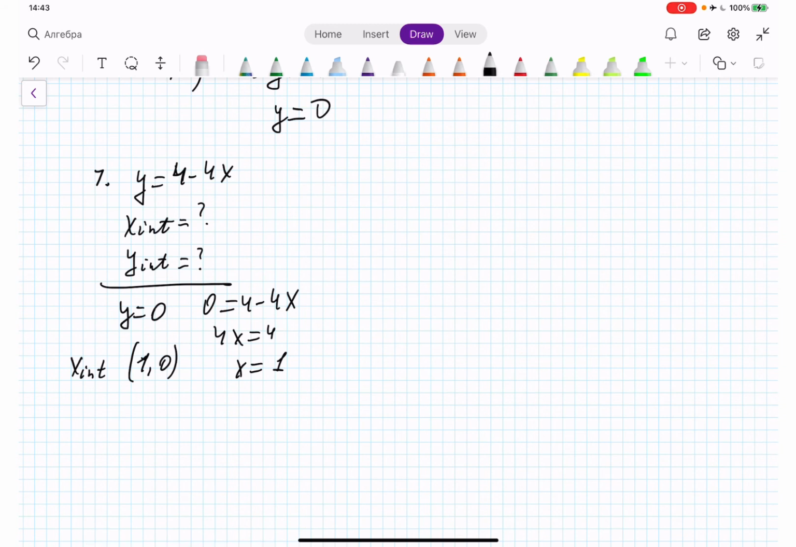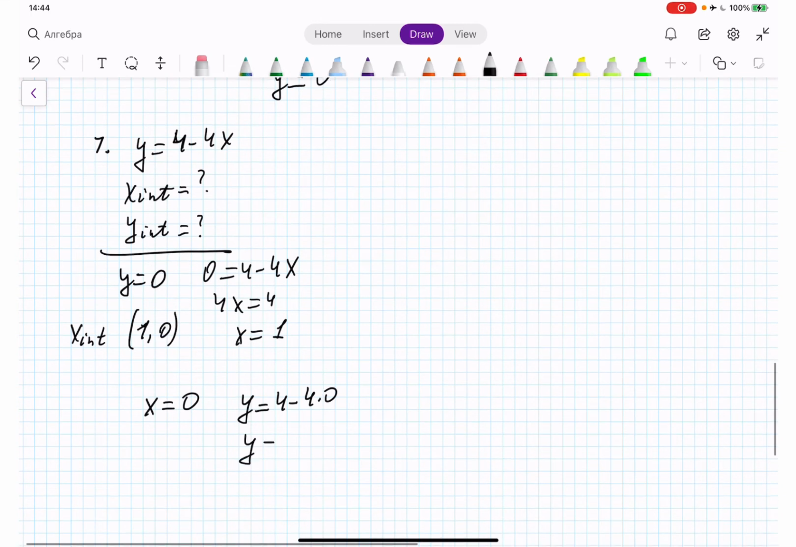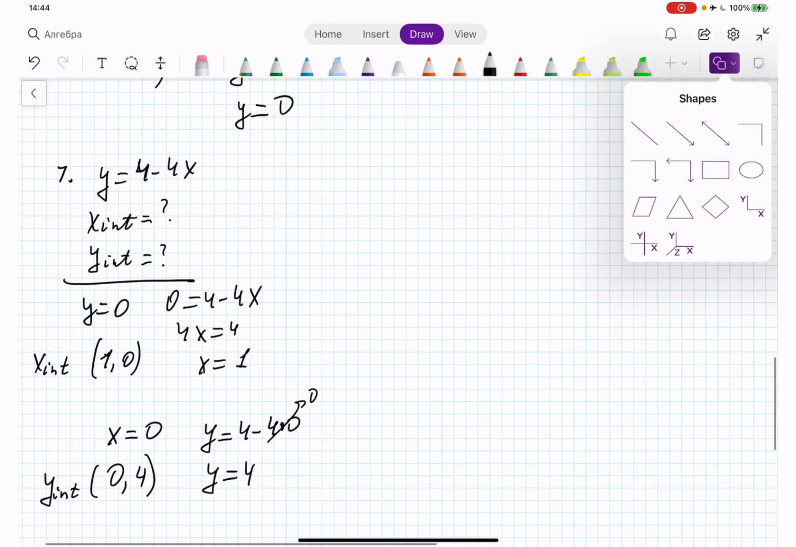Next, for the y-intercept, we are taking x is equal 0. And we get y is equal 4 minus 4 times 0. y is equal 4. So for the y-intercept, we are getting x is 0, y is 4. Let's build the graph.